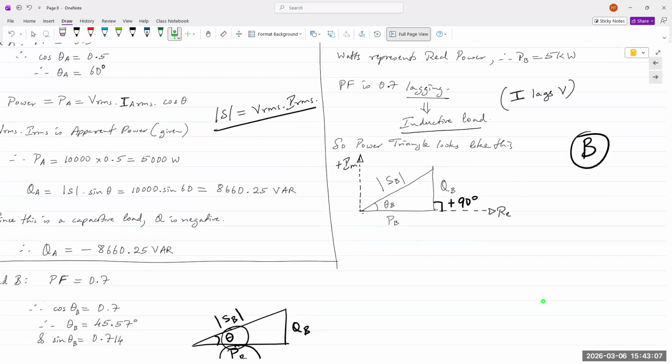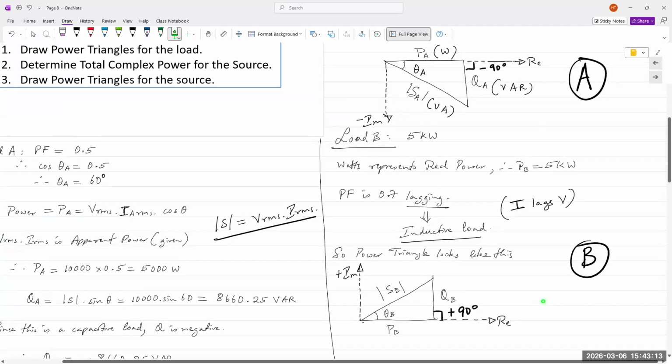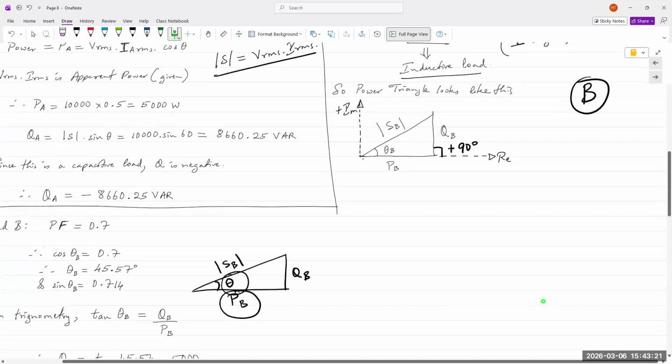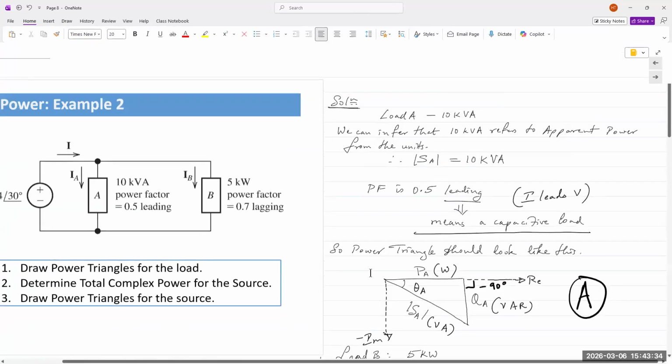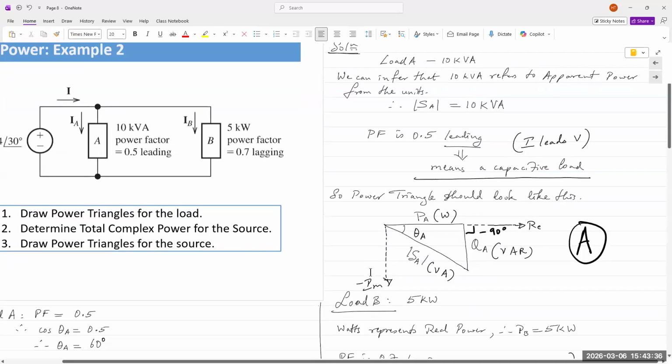In both cases, power factor is given, 0.5 and 0.7. So for load A, if I do cos inverse of 0.5, I get the power angle at 60. In load B, I do cos inverse of 0.7, I get an angle of 45.57. Let's take a pause. Is everybody with me so far?